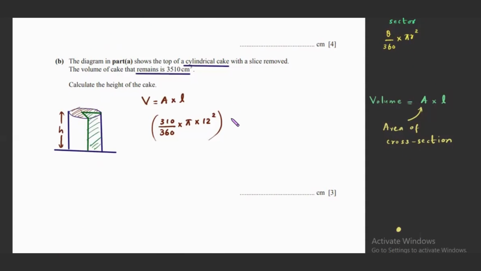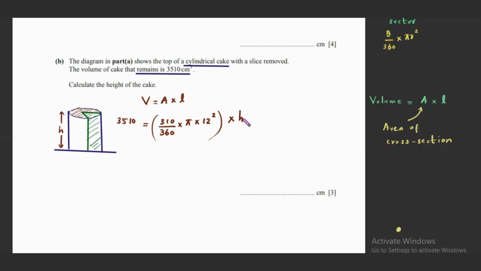Now, this area, when it's multiplied with this L, gives us the volume. This L is the length along which the cross-section stays the same. So in this case, the length along which the cross-section stays the same will be the height of the cylinder. This will be equal to the volume. So the volume of the remaining portion is equal to this 3,510. So we need to relate it with this value that is given to us.